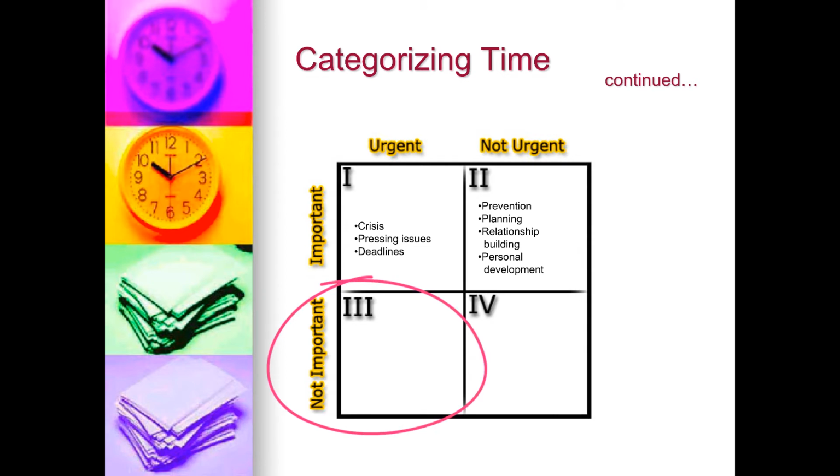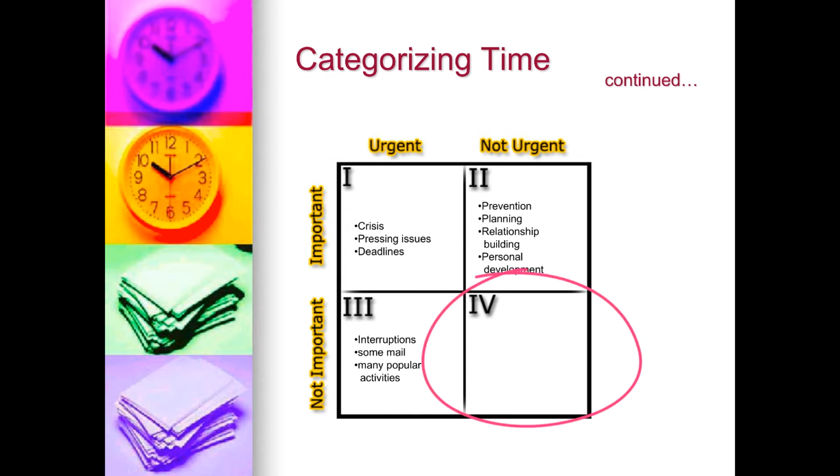A good example of Quadrant 3, not important and urgent, is let's say there's a movie you really wanted to go see, and today's the last day it's playing in the theater. These are the popular activities and the fun interruptions. And finally, Quadrant 4, the not important and not urgent stuff. This is the Facebook browsing.